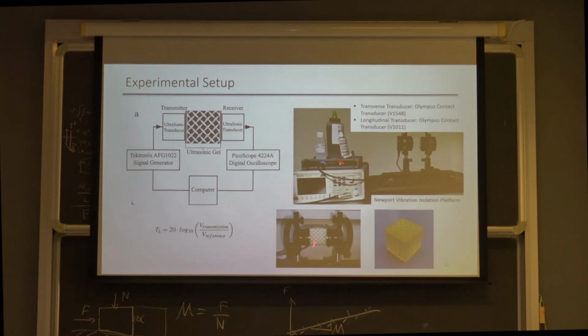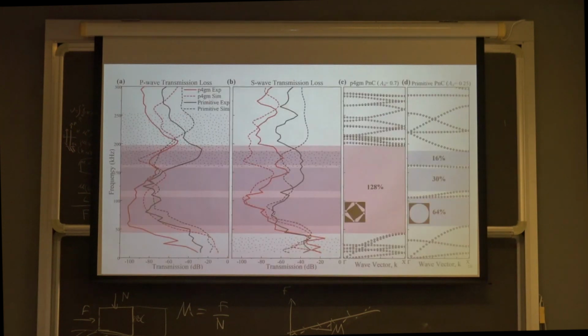We put the gel to match the acoustic impedance between the piezoelectric and the plastic. And then we excite one transducer, and the second we use to pick up the signal. And if we divide the transmission over the reference voltage, we can calculate the transmission loss. So it's a quite simple setup, but it allows us to measure the actual transmission loss through these 3D printed crystals.